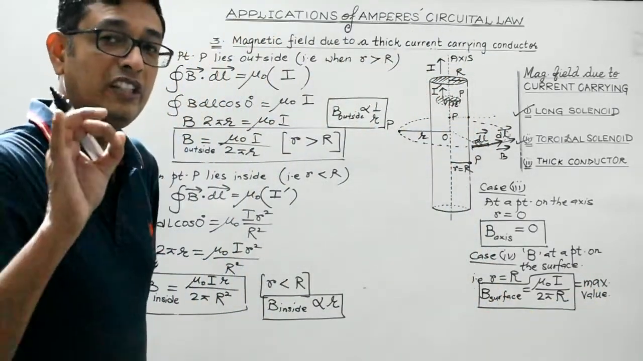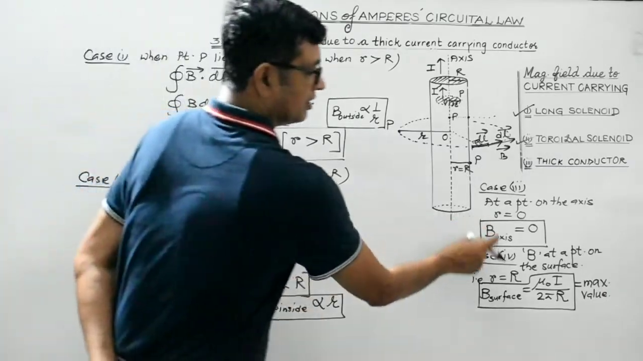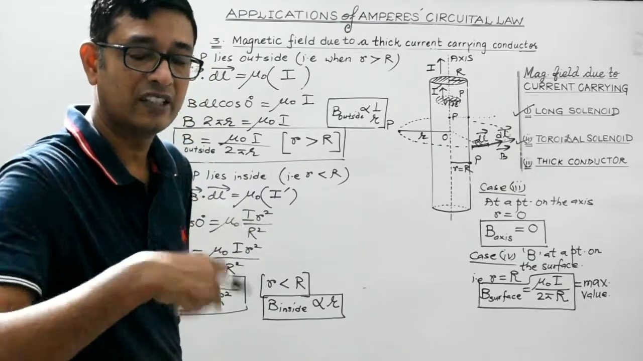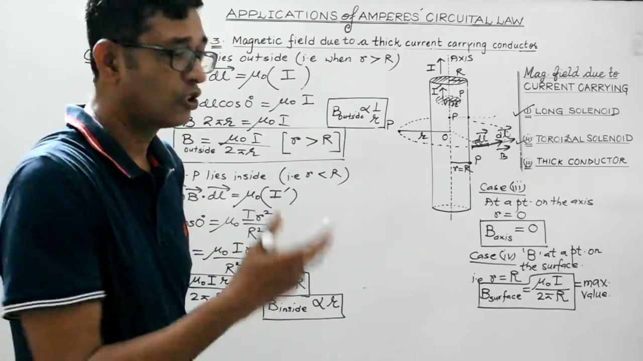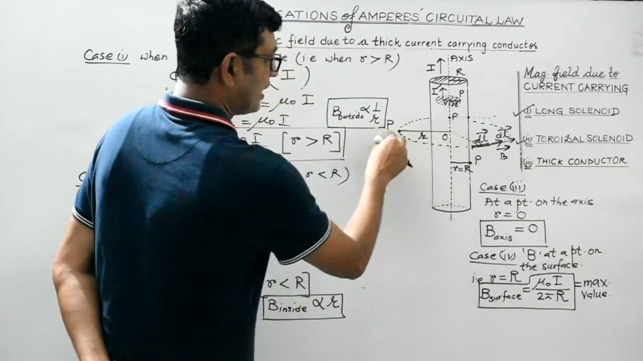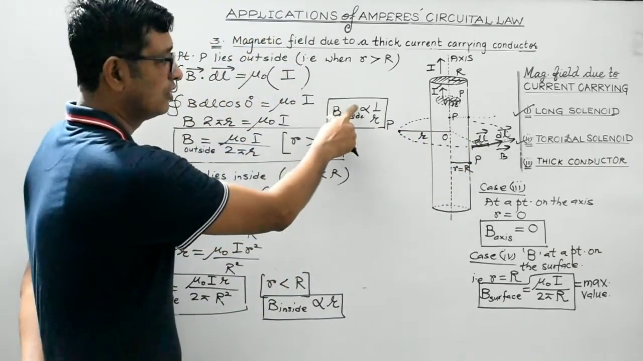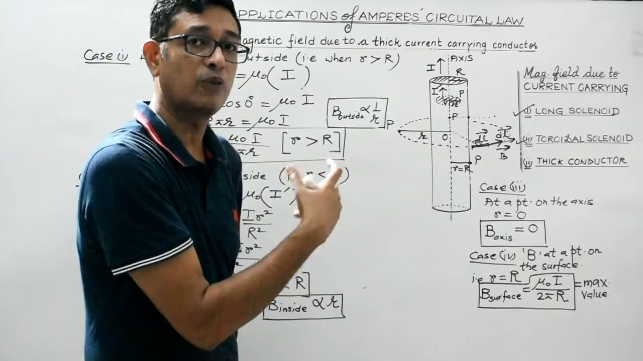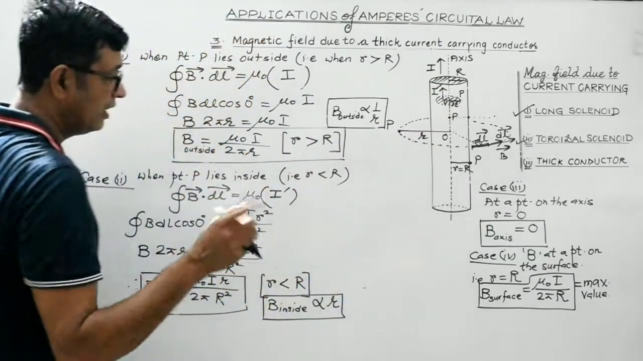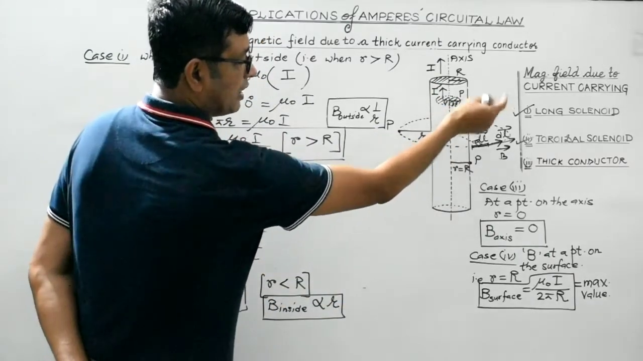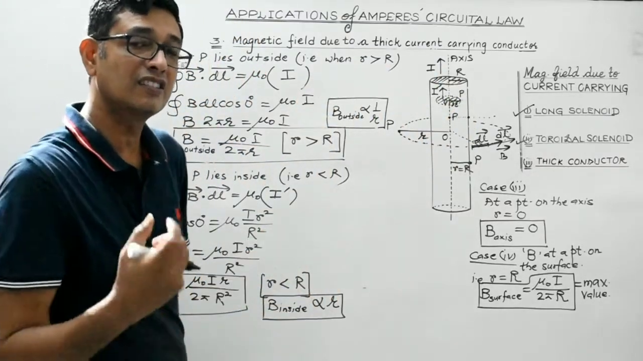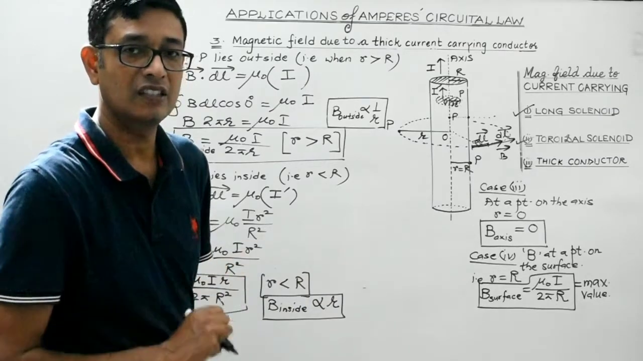Clear? So you need to remember all the 4 results. I repeat, students, before we plot a graph showing variation of magnetic field with distance small r, let's recall the entire thing, right? Whenever the observation point lies outside the current carrying conductor, then magnetic field is inversely proportional to the distance of the observation point from the axis of the current carrying conductor, right? In case the observation point lies inside the current carrying conductor, then magnetic field is directly proportional to the distance of the observation point from the axis of the conductor.